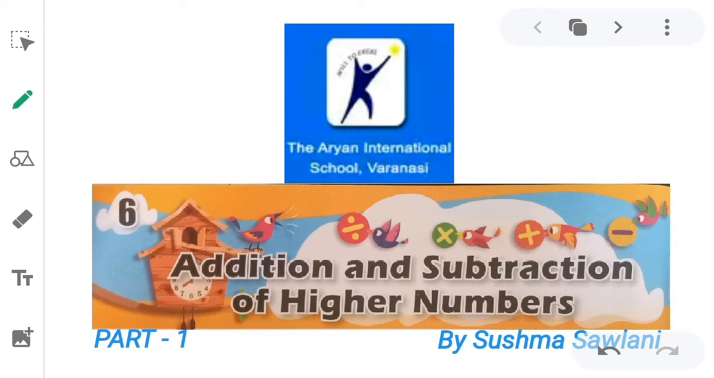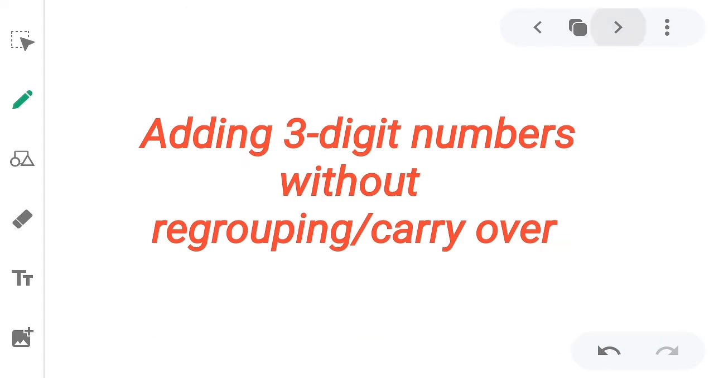Children, earlier you have already learnt addition and subtraction of a two-digit number, but in this chapter, we will learn the addition and subtraction of a three-digit number. The method of solving the sums is the same as earlier, but the only difference is that the hundreds digit is added in this. Okay, so let us begin.